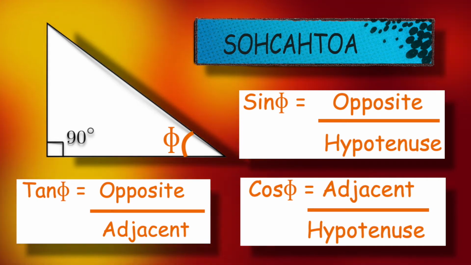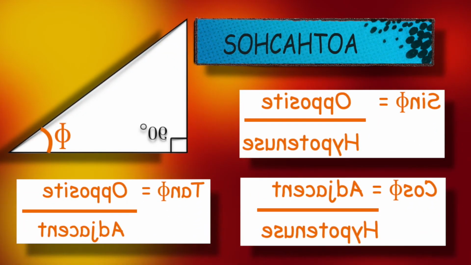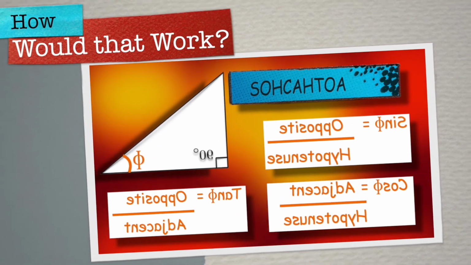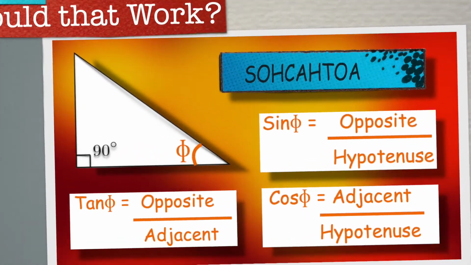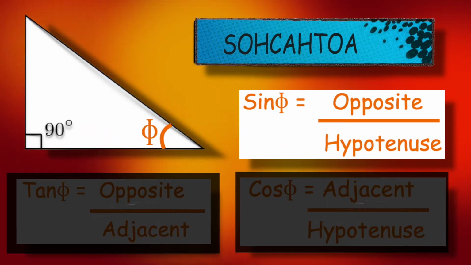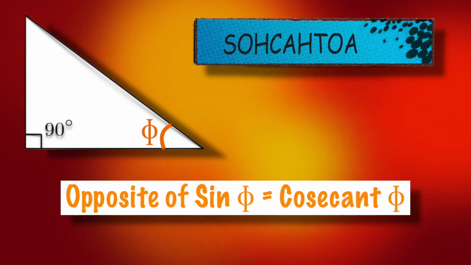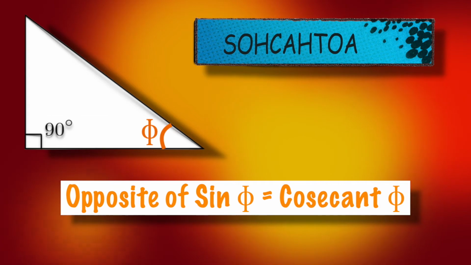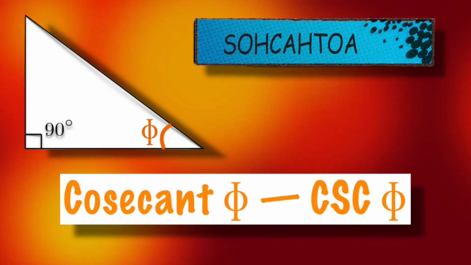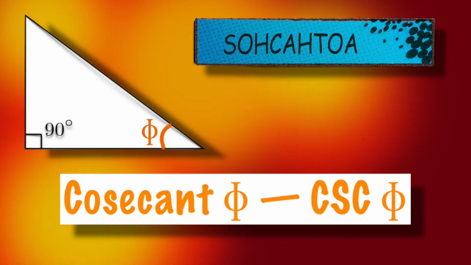But what if we did a full 180 and looked at the opposites of these ratios? How would that work? Let's start with the opposite of sine phi. The opposite of sine phi is called the cosecant of phi, or for short, the cosec of angle phi.